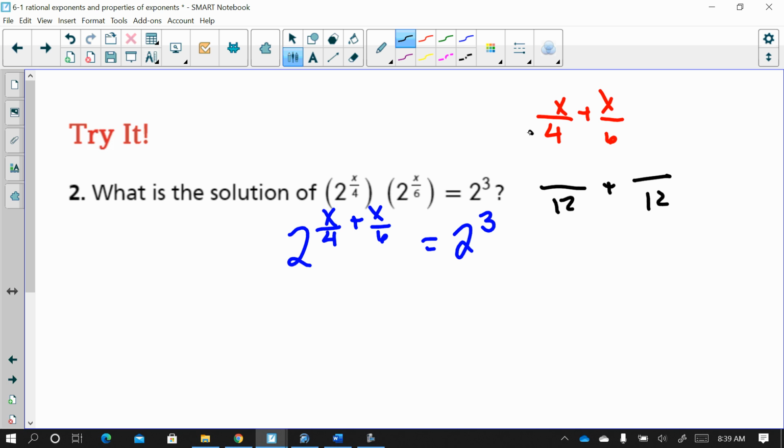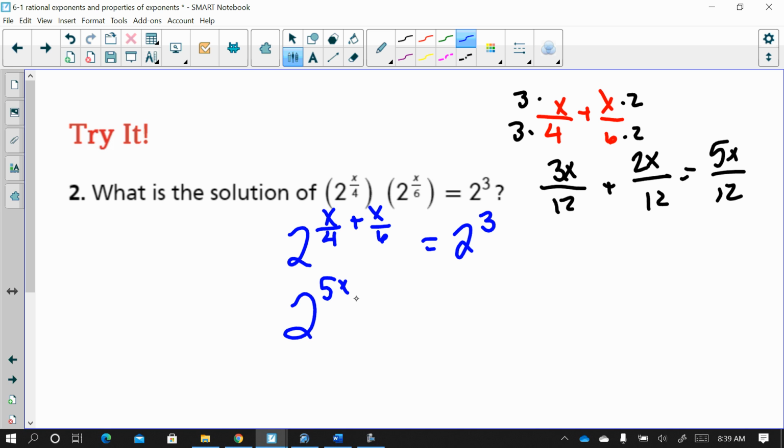So 4 times 3 gives me 12. So if I do it to the bottom, do it to the top. 6 times 2 gets me 12. So if I do it to the bottom, do it to the top. This gives me 5x over 12. Okay, so I have 2 to the 5x over 12 equals 2 cubed.